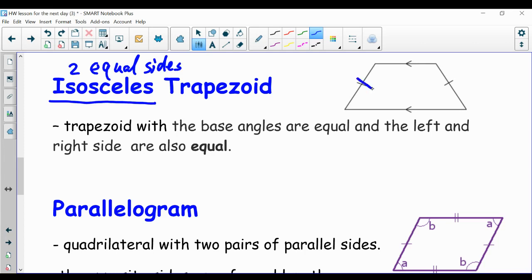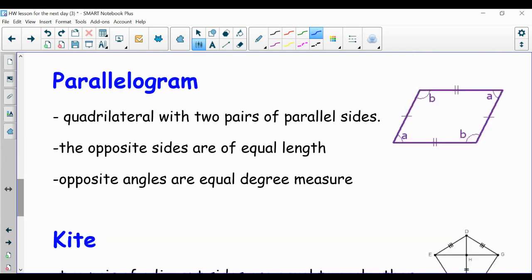So you see on the right side, left and the right are equal. Those are the two sides are equal. Next one, we have parallelogram. Parallelogram is a quadrilateral with two pairs of parallel sides.